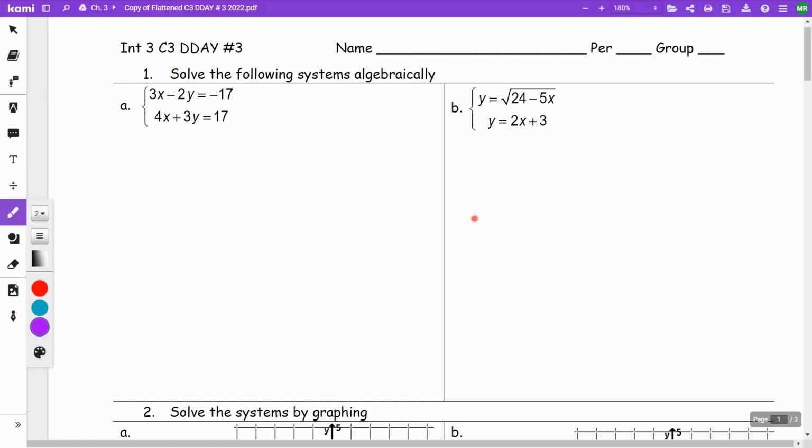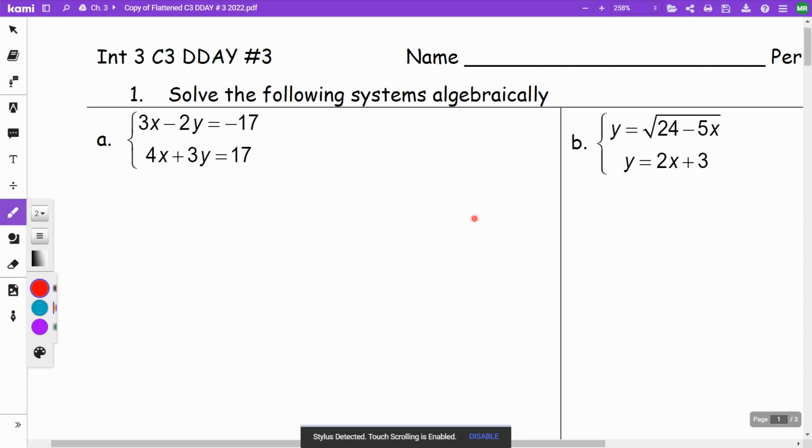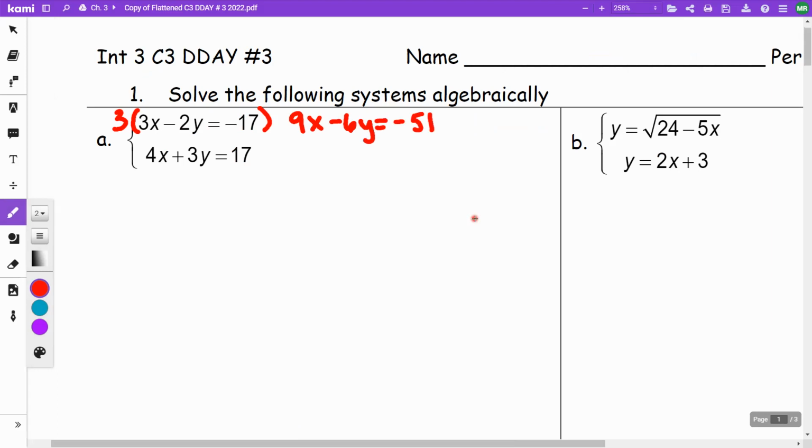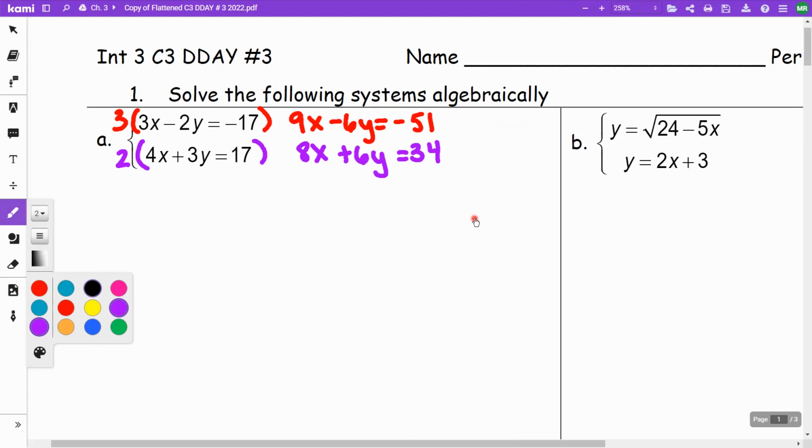So what I'm going to do is multiply the top equation by 3, which is going to give me 9x minus 6y is equal to negative 51. I'm going to multiply the second equation by 2, which is going to give me 8x plus 6y is equal to 34. I'm going to add these two equations together.